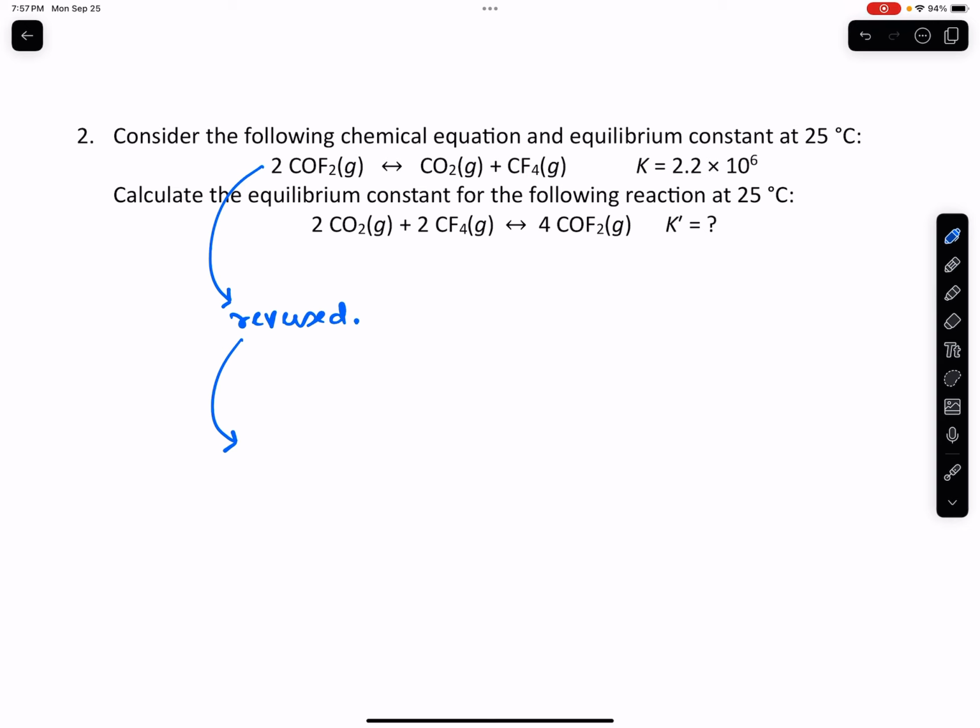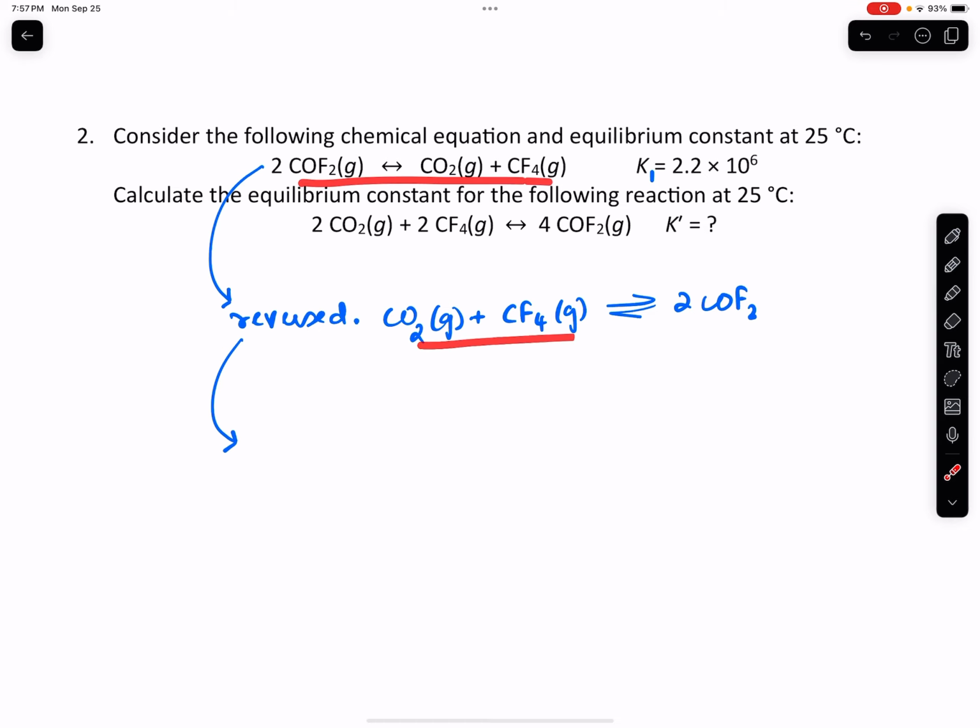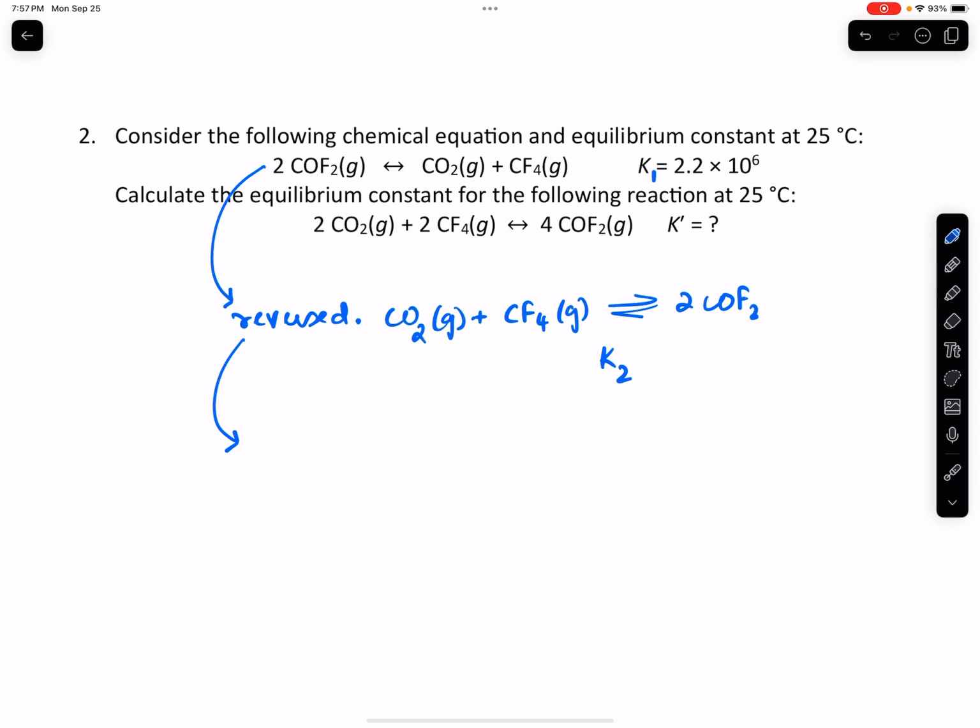So when we reverse it, we get CO2 gas plus CF4 gas, and that gives us 2COF2. Okay, so let's call the first equilibrium constant K1. Now when equations are reversed, the equilibrium constants end up being reciprocals. So if we say the equilibrium constant for this one is K2, K2 is equal to 1 over K1.